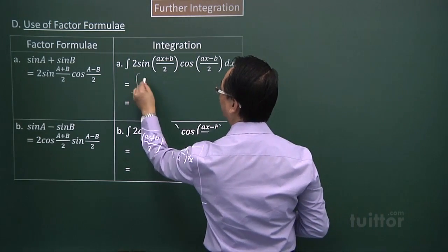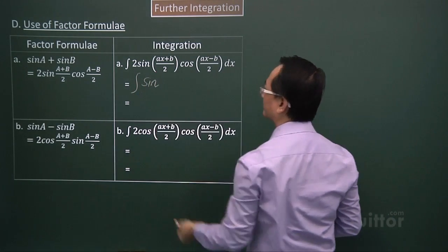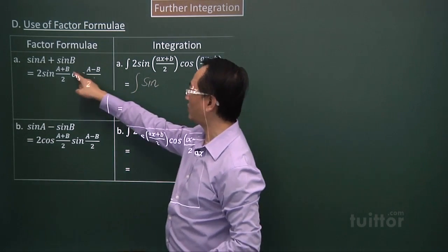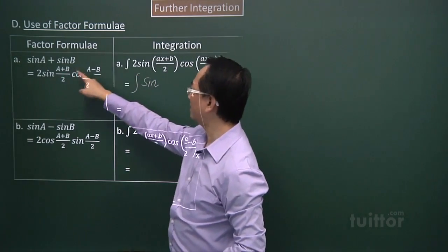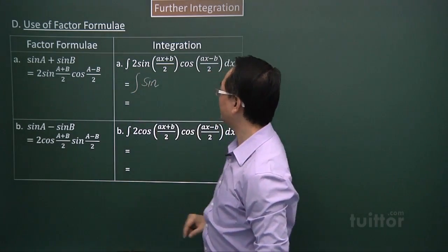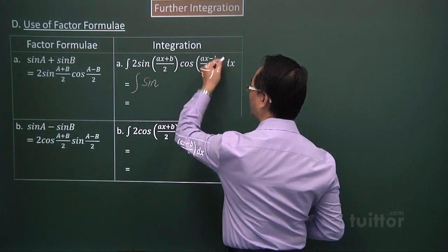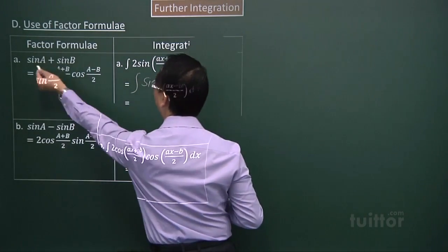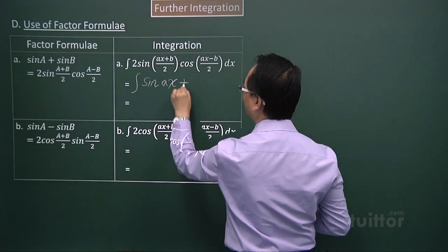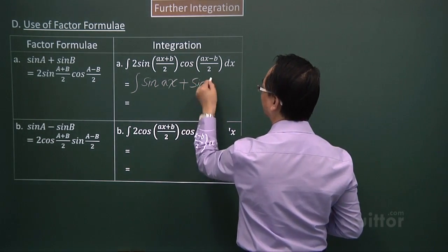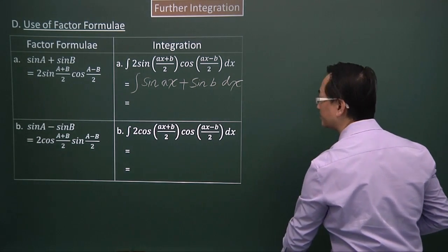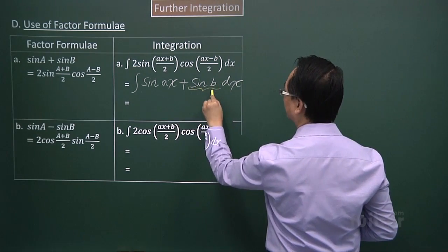So I will have sine. Now you notice that this is basically A, and this corresponds to the B, and then this is the A again, and this is the B. So when I replace this expression with what's there, I will have sin ax plus sin b with respect to x, and this is just a constant.